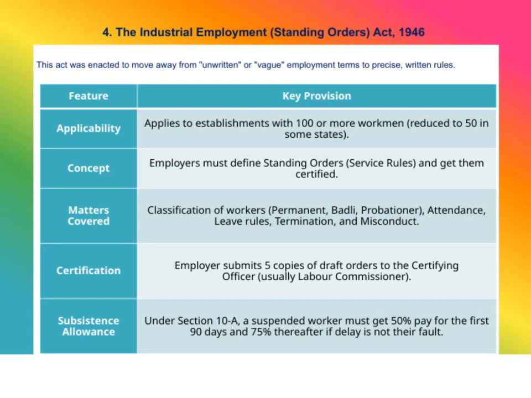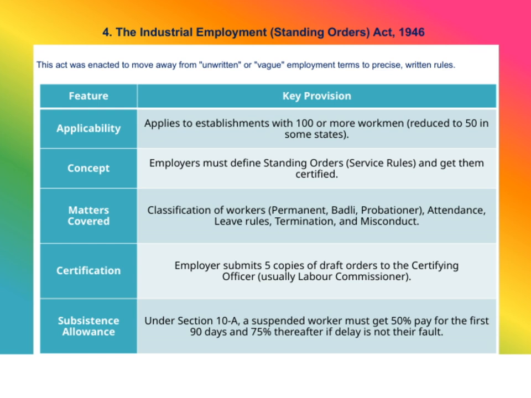Now let's move on to the fourth key piece of legislation, the Industrial Employment Standing Orders Act, 1946. This act was introduced to replace the vague, unwritten employment terms that many workplaces had with clear, written rules. The goal was to bring transparency and consistency to employment conditions, making sure both employers and workers understand their rights and responsibilities. Let's look at some of the main features.